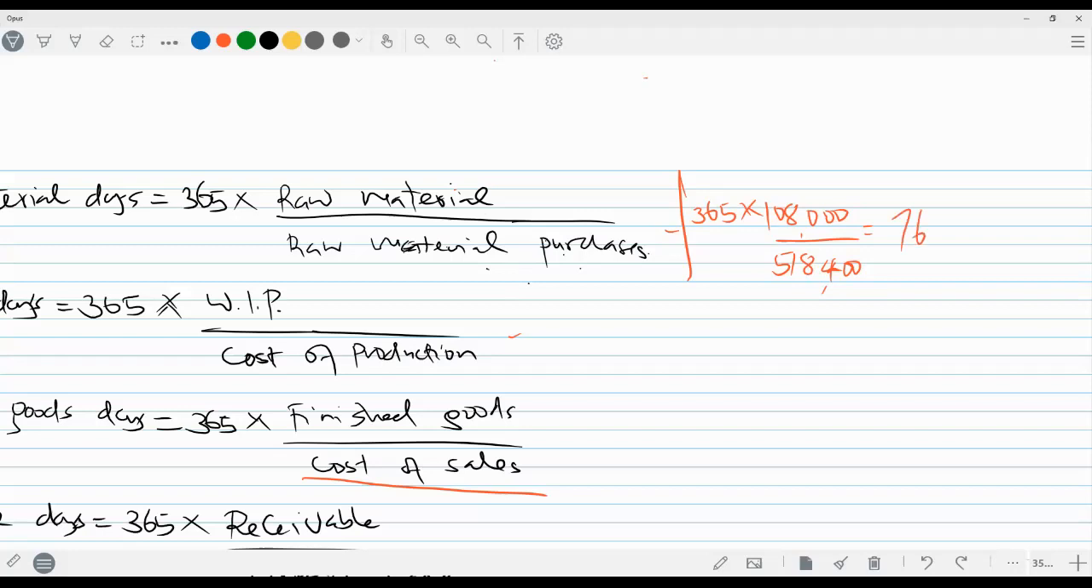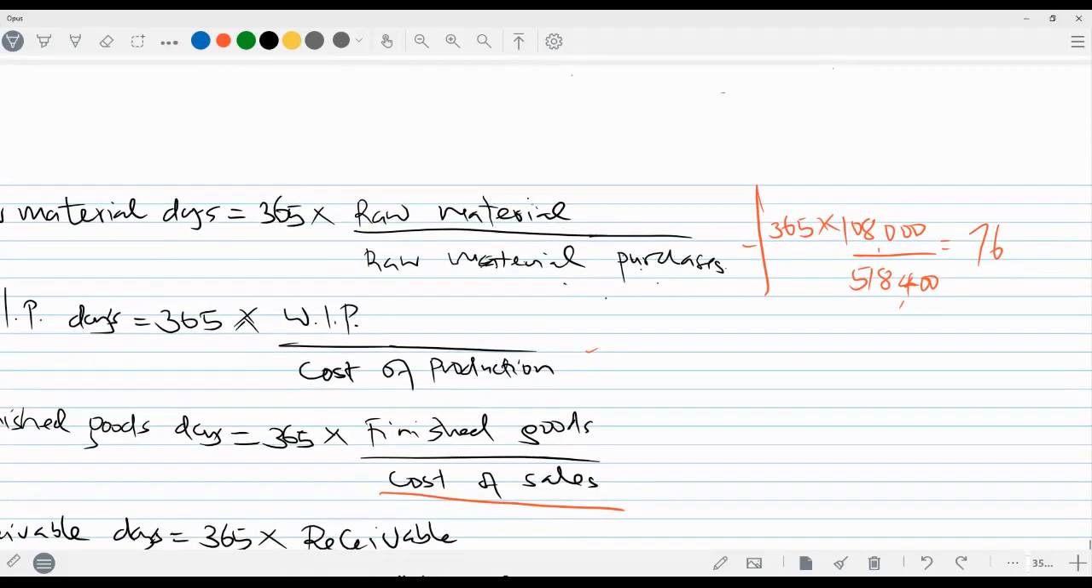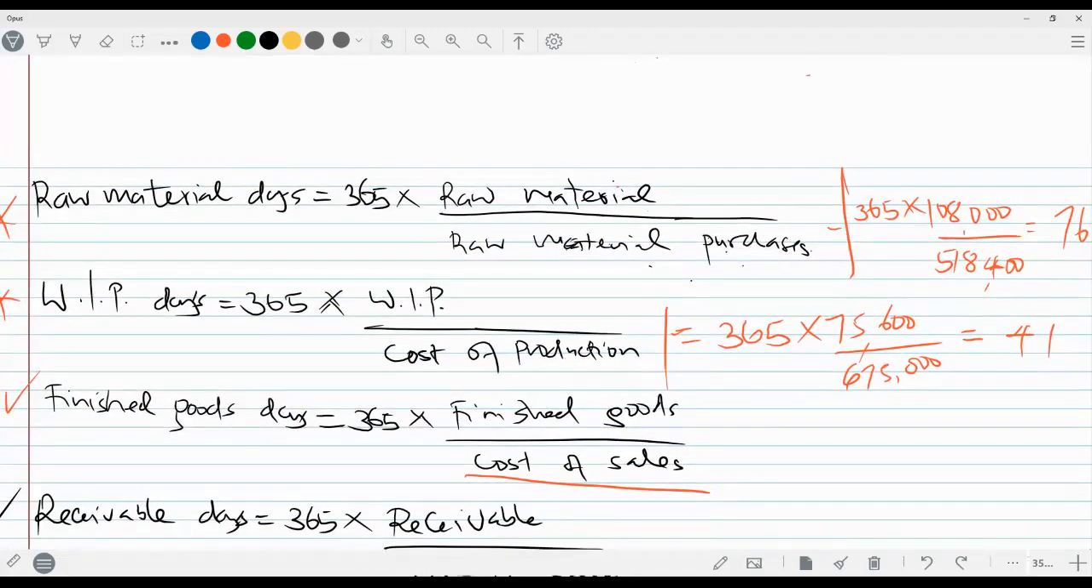Next, we get the days for work in progress. The days for work in progress will be equal to the 65 days, multiplied by work in progress, which is 75,600, divided by the cost of production, which we were told is 675,000. That gives us how many days? 41 days. Thank you.